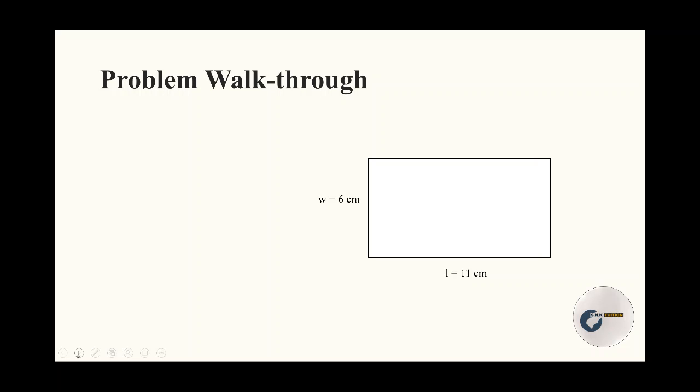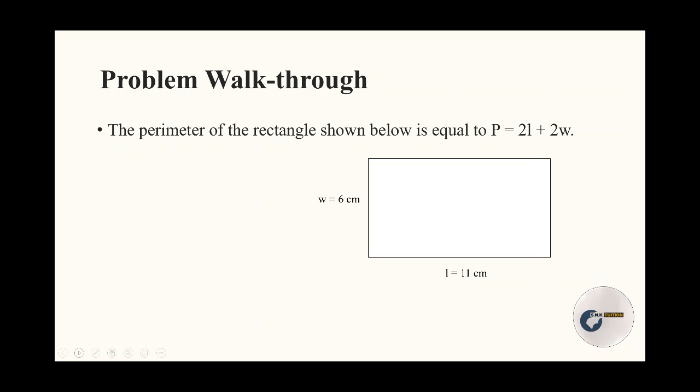So let's go through this example, which looks a bit different. The perimeter of the rectangle shown below is equal to P equals 2L plus 2W. Find the perimeter in centimetres. So let's circle the formula first. This is our important information, and we know that this is telling us the perimeter. And now we are told to find the perimeter. So we have the formula, but where is the information about the numerical values of L and W? Well, we don't have to look very far. Here we can see in the rectangle L is equal to 11 and W is equal to 6.